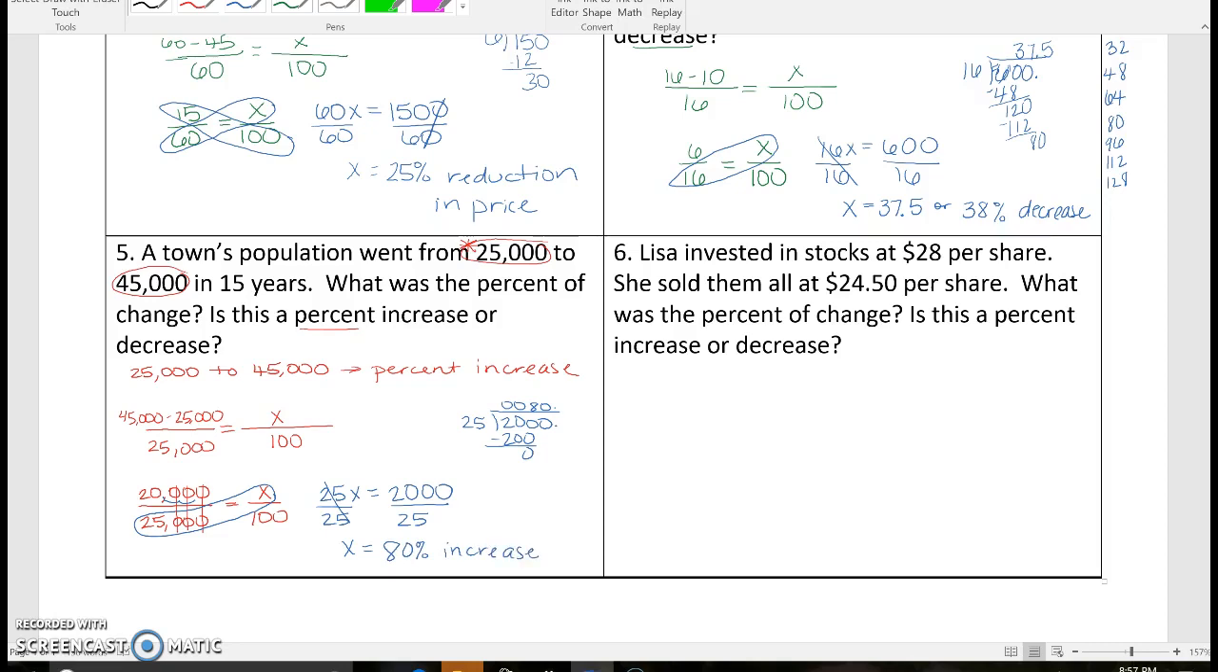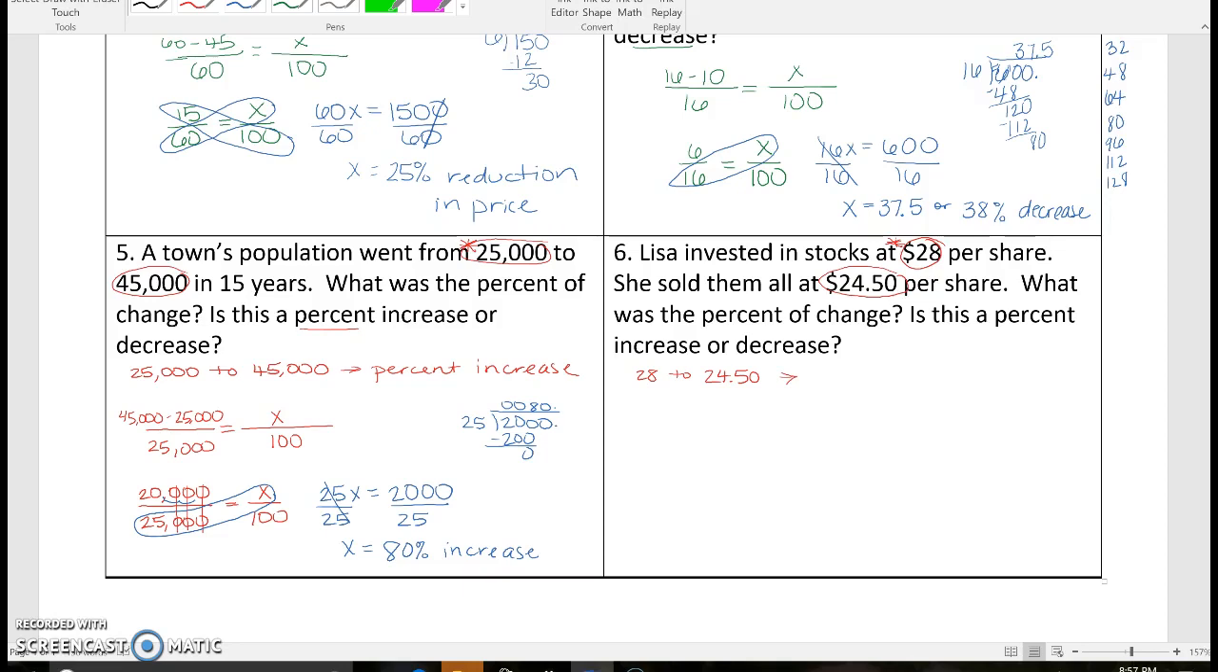Okay. All right, last example problem. It says Lisa invested in stocks at $28 per share. She sold them at $24.50 per share. What was the percent of change? Is it a percent increase or decrease? Okay. So she invested at 28 and then she sold them. So she has to buy them before she can sell them. So when she bought them, that was her original. She sold them at $24.50. So if we go from $28 to $24.50, is that getting bigger or smaller? Smaller.